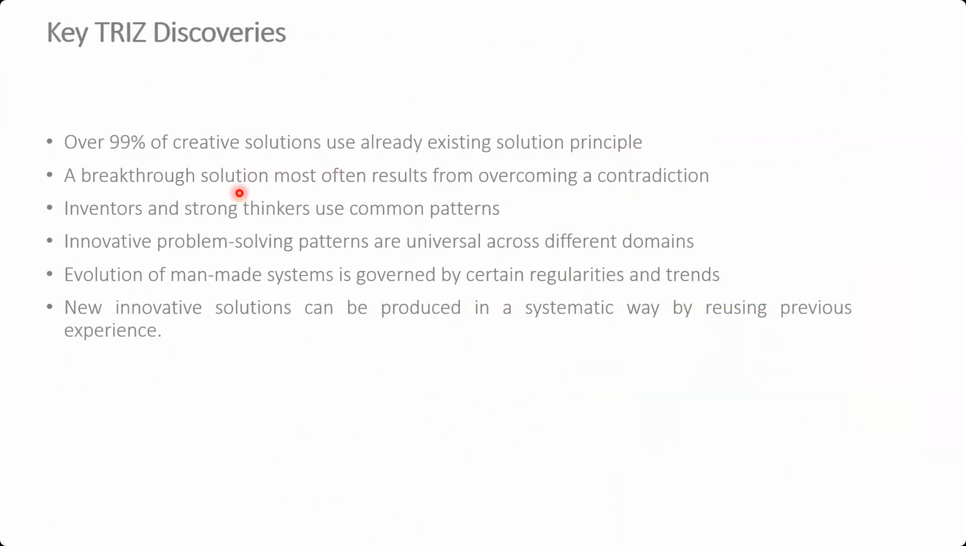A breakthrough solution most often results from overcoming a contradiction. I'll come to what the contradiction is at a later stage. Inventors and strong thinkers use common patterns. Earlier, it used to be said that there are rules of invention, but people gradually realized that rules are very stringent, so they mentioned it as a pattern. Innovative problem-solving patterns are universal across different domains, as I just mentioned. Evolution of man-made systems is governed by certain regularities and trends, and new innovative solutions can be produced in a systematic way by reusing previous experience.